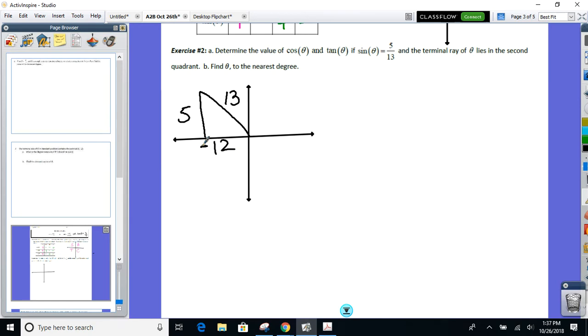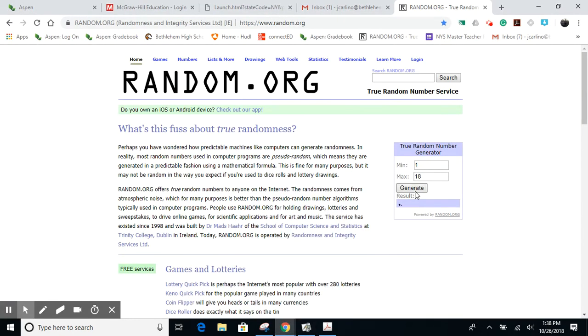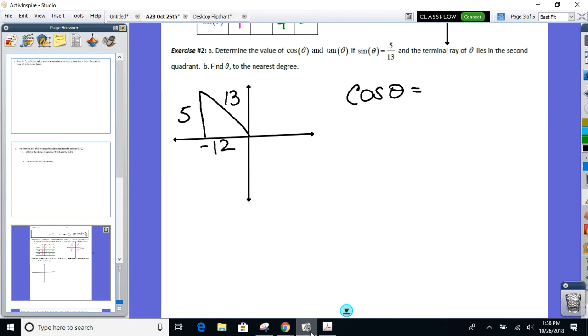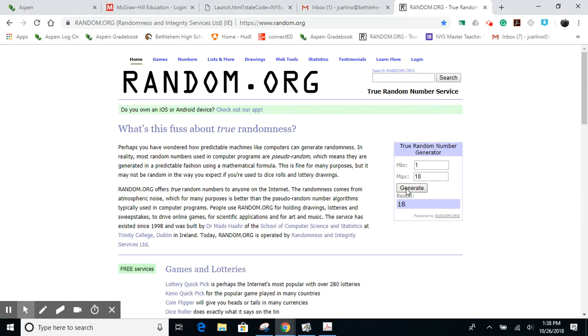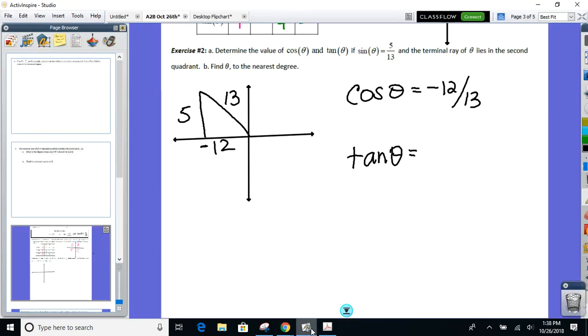And we're asked to find cosine and tangent. All right, let's do cosine first. It should come out to be negative because we are in the second quadrant. What do you got for me? Adjacent over hypotenuse, great job. Okay, now we're adding in tangent today. So tangent. Remember what tangent was equal to, SOHCAHTOA?